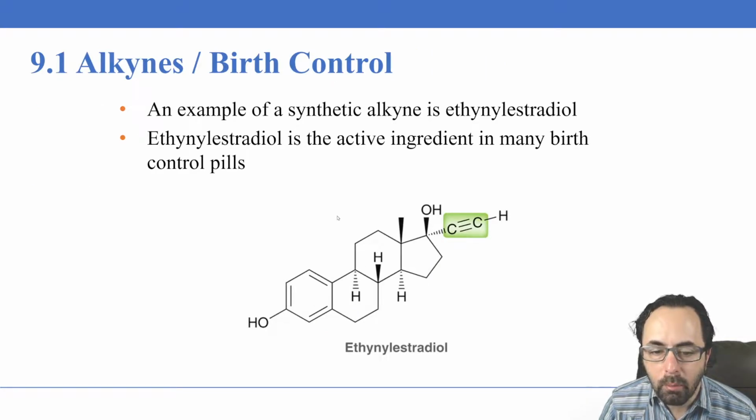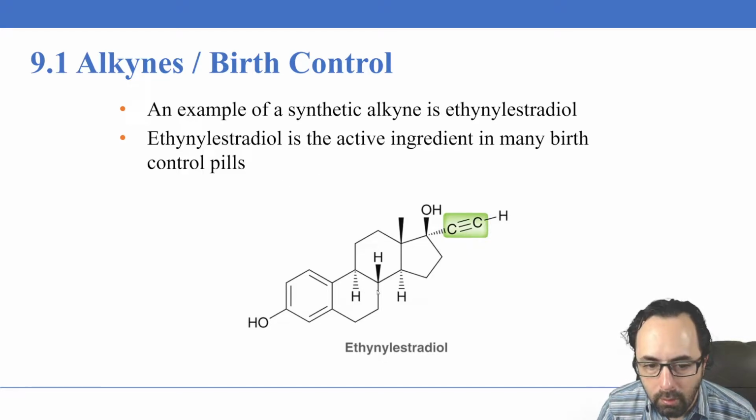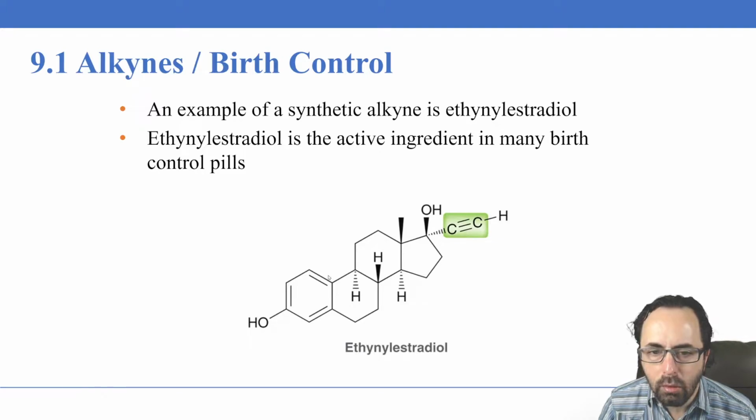Another very important example is that used in the birth control pill. And so the birth control pill is an analog of the structure of the female reproductive hormone. However, the difference is that there is a carbon-carbon triple bond here, and that makes this far more effective in inducing the menstrual period, and therefore it's used in birth control pills.